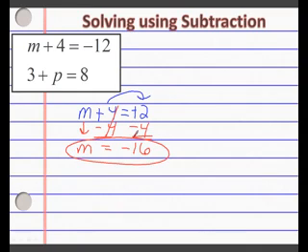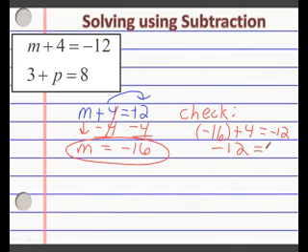Now, as we've already talked about, the best thing to do is to check our work to see, okay, let's see if I did this correctly. So I go back to my original problem, and everywhere where I have an m, I'm going to put in negative 16. Okay. Now negative 16 plus 4 is negative 12. And negative 12 equals negative 12, so hey, I did it right.